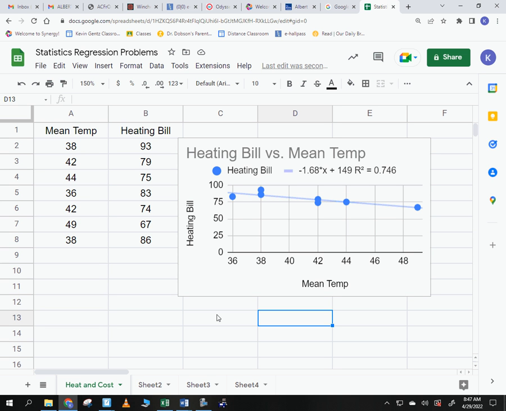Anybody have questions how I came up with these pieces? We have an R squared of 0.746. We would say that that's a moderate relationship between the data. We have the heating bill, negative 1.68 times whatever plus 149. So we have our best fit line. You can see it's drawn that way. Anybody have problems how I came up with this? If you do, I will pause and come and help you. You guys good over there?